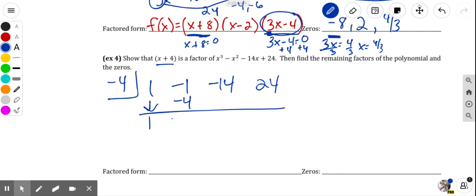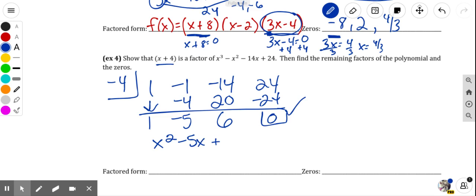-1 times -4 is -5. We multiply. -4 times -5 is going to be 20. And then we add. -14 plus 20 is 6. And then we multiply. -24 and then 0. So that shows that it is a factor. Let's see. Our depressed polynomial here is x squared minus 5x plus 6. So we want numbers that multiply to 6 and add to -5.